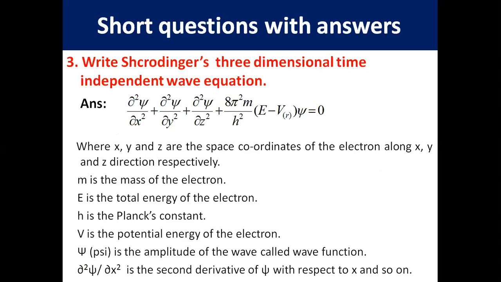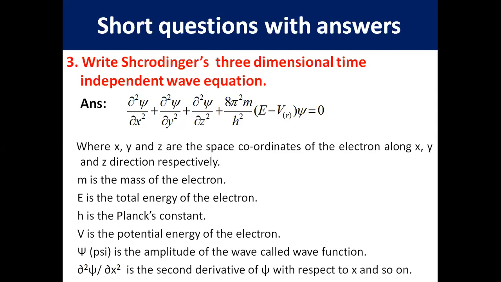Question number 3. Write Schrodinger's three-dimensional time-independent wave equation. The wave equation is given as follows: del square psi by del x square plus del square psi by del y square plus del square psi by del z square plus 8 pi square m divided by h square into (E minus V) psi is equal to 0, where x, y and z are the space coordinates of the electron along x, y and z direction respectively.